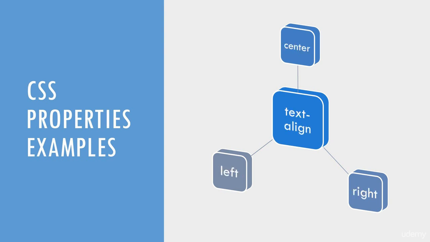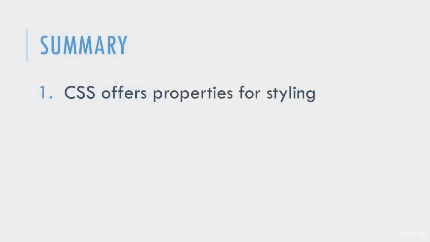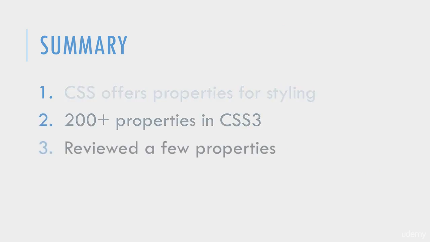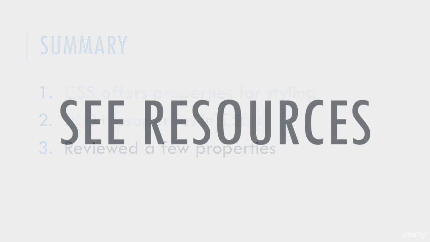This dictates the alignment of the text relative to the parent container. In summary, CSS offers properties for styling. There are over 200 properties in CSS 3, and we reviewed a few of them. There's a ton of properties available. I've included a link to a list of all of the CSS 3 properties in this lecture's resources. Check that out, but don't feel pressured to memorize them all.